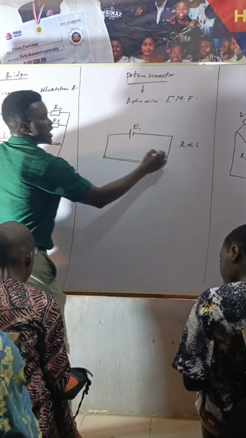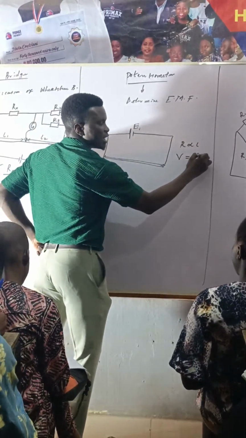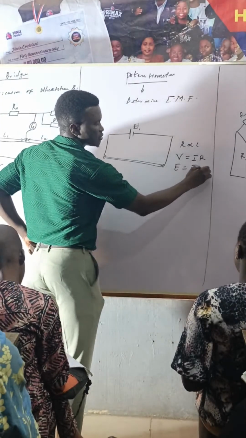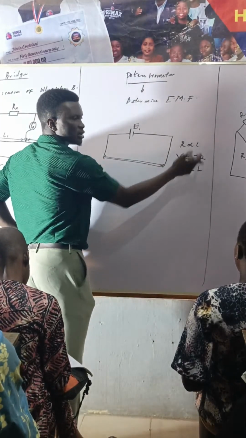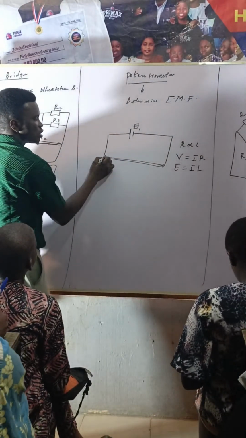So I can say V is equal to IR, so I can still say that E is equal to IL, if R is L and all of those stories. But let's leave that. Now you do something.